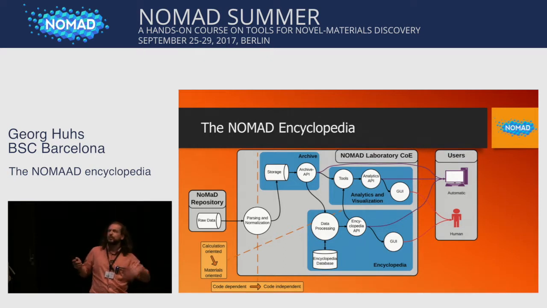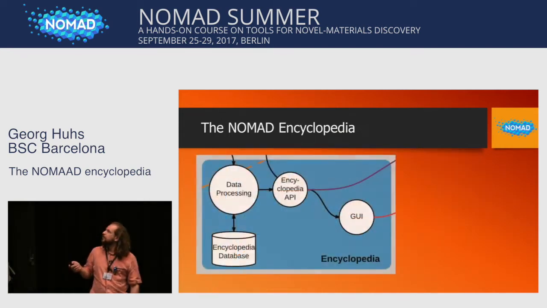And what we do, just summing up what Claudia already said, is from the raw calculation-oriented, code-dependent data, in the first step, we go to the code-independent data. And what we do in Encyclopedia is we change the view from a calculation-oriented view to a materials-oriented view.